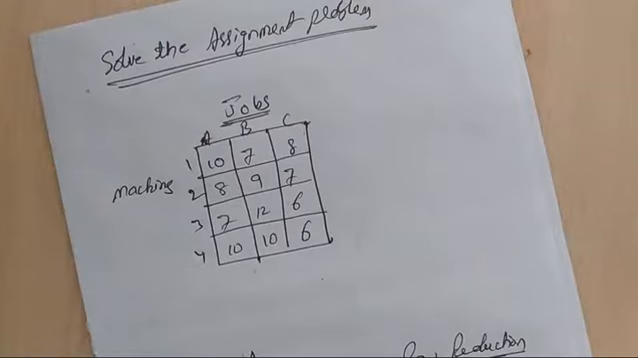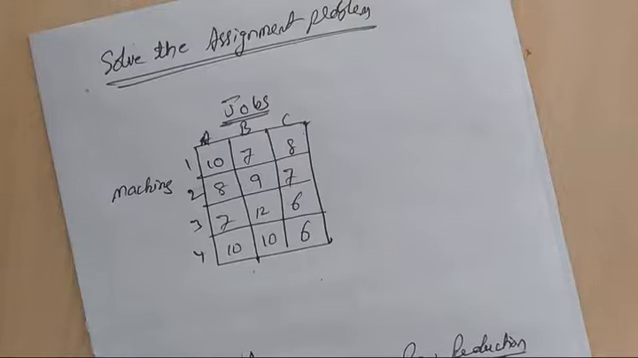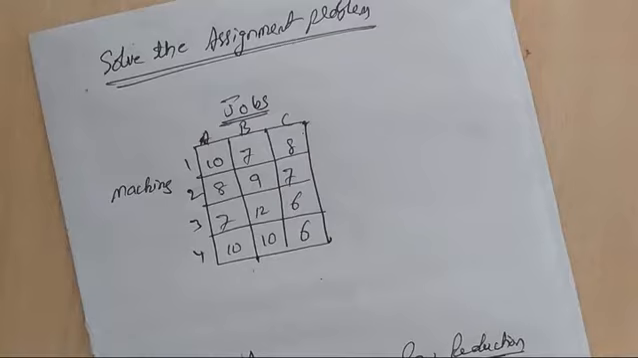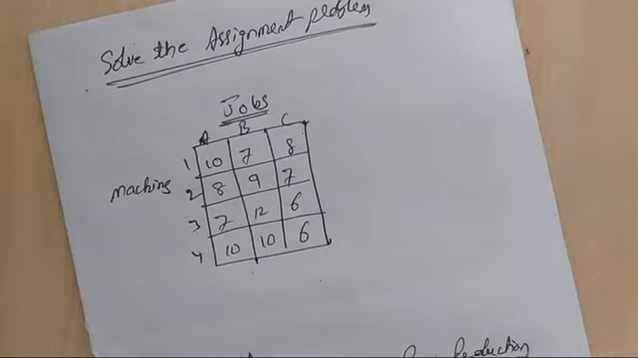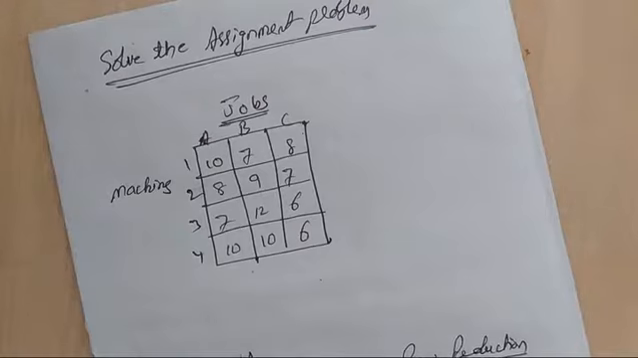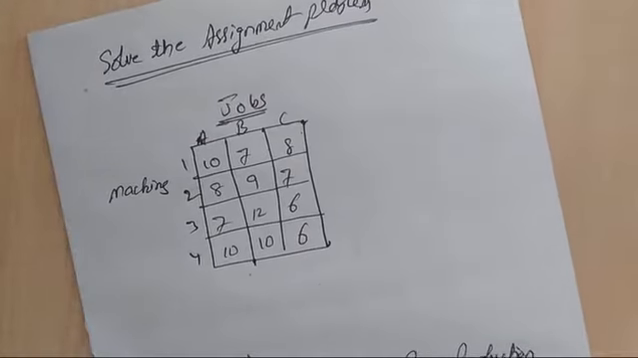So whenever the number of rows is not equal to the number of columns, then we can say it is an unbalanced assignment problem, or we can say a non-square matrix. So in this case we cannot apply the Hungarian method. When can we apply the Hungarian method? Whenever the given assignment problem is in the form of a square matrix. So now our problem is a non-square matrix, or we can say an unbalanced assignment problem.